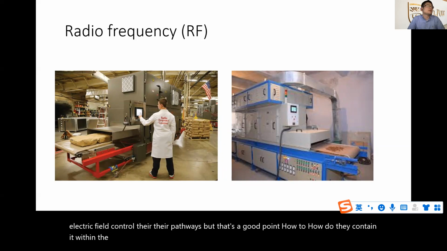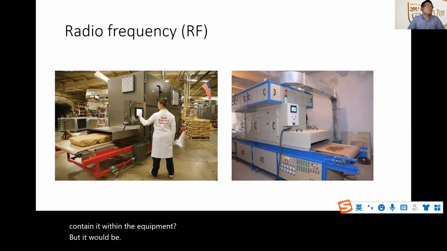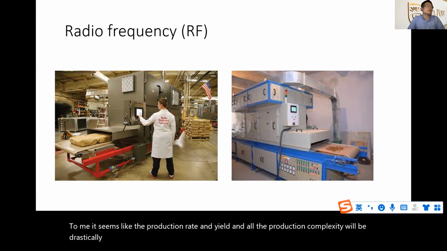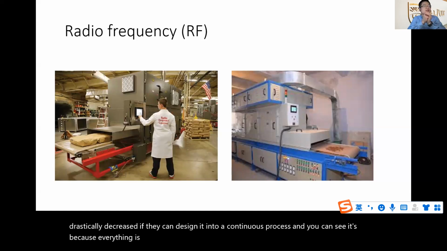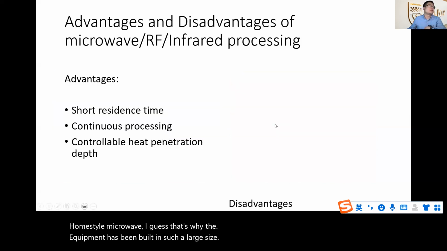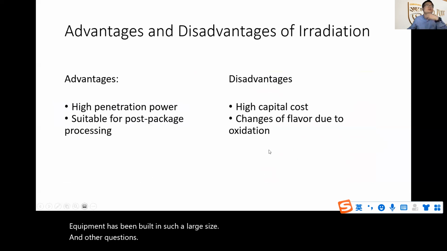To me, it seems like the production rate and the yield and all the production complexity will be drastically improved if they can design it into a continuous process. And you can see it's because everything is on a conveyor and it doesn't seem to be batch processing, not like a home style microwave. I guess that's why the equipment has been built in such a large size. Okay. Any other questions before we move on?